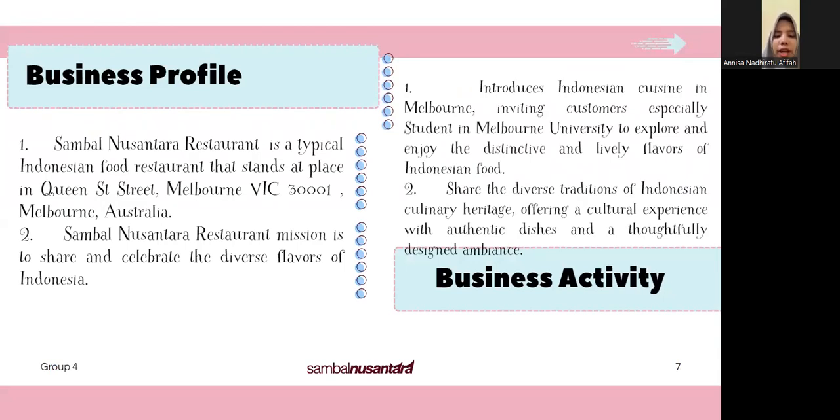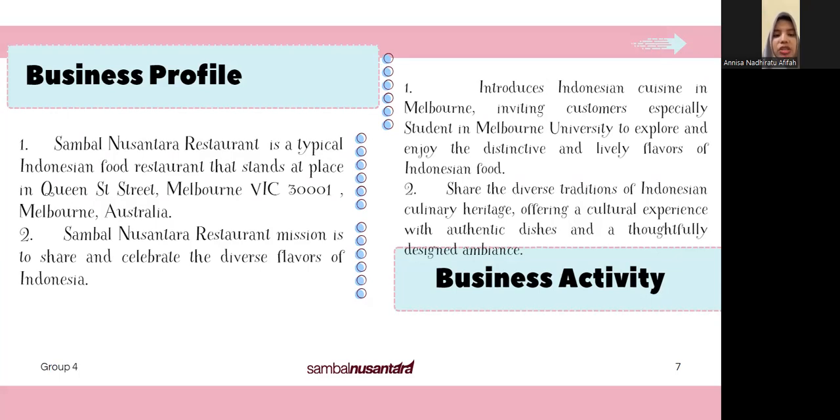The business profile of our restaurant: Sambal Nusantara is a typical Indonesian food restaurant located on Queen's Street, Melbourne, VIC 3001, Australia. Sambal Nusantara's mission is to share and celebrate the distinct flavors of Indonesia to the international community. The following are the activities in our business.